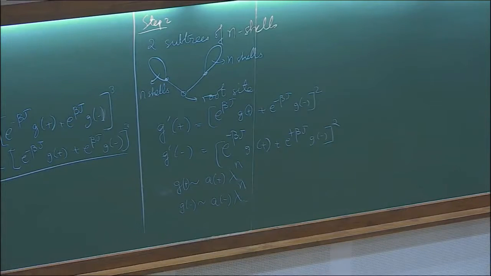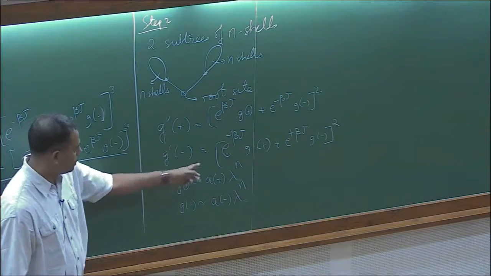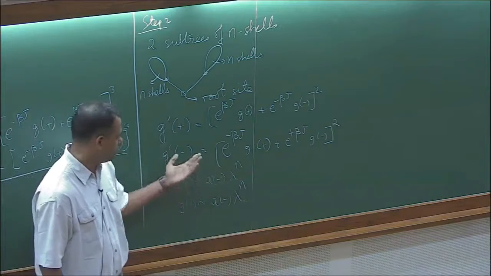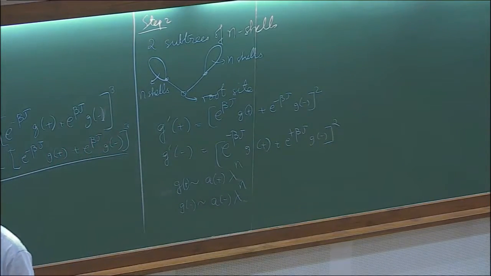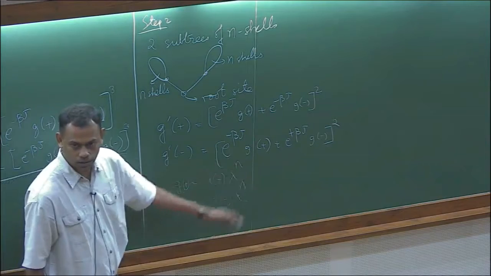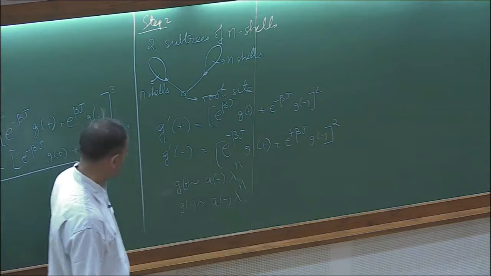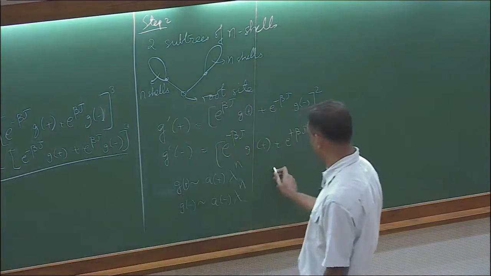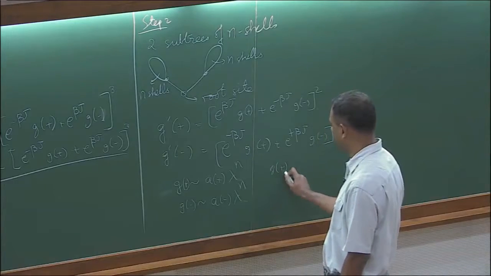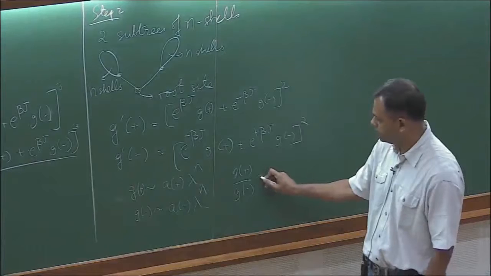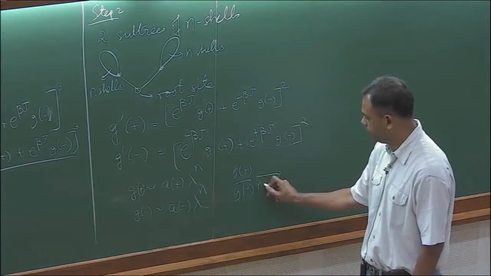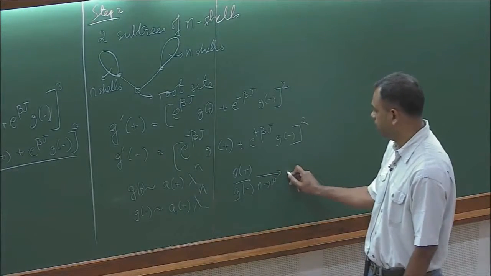Okay. So when I look at G prime and compare it with G, G prime has many more particles added to it. Therefore, G prime is much, much larger than G. But if I take the ratio of G plus by G minus, that, for large n as n goes to infinity, is independent of n.